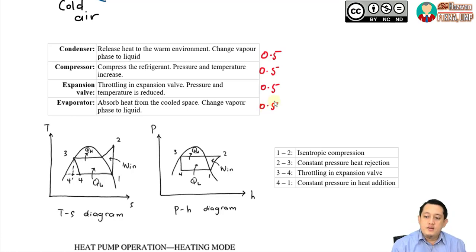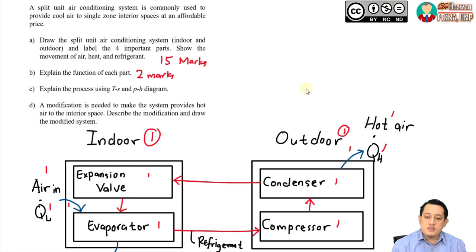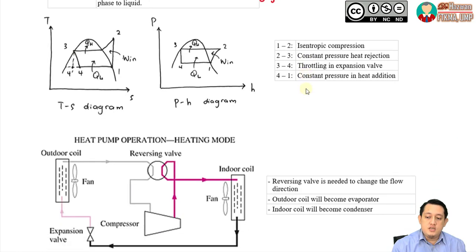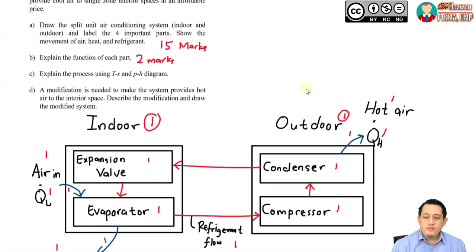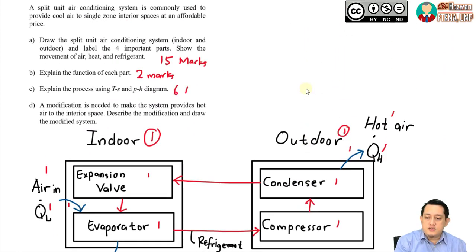Next, C: explain the process using a TS and also a pH diagram. Most of you got this correct also. For the TS diagram I give 2 marks, the pH diagram is another 2 marks, and the process explanation is another 2 marks. So the total for this one is 6 marks. Most of you got this correct, very nice.